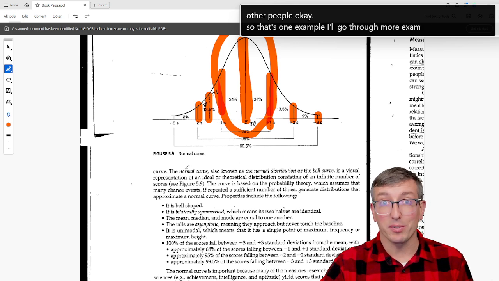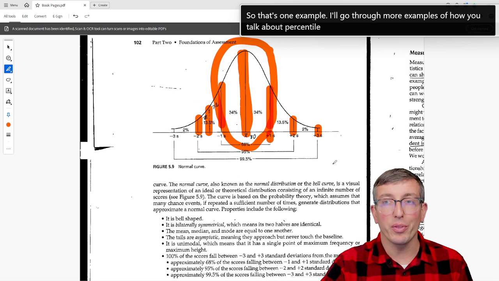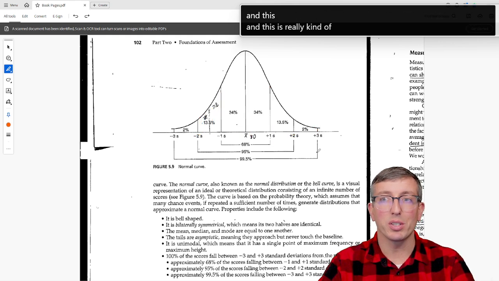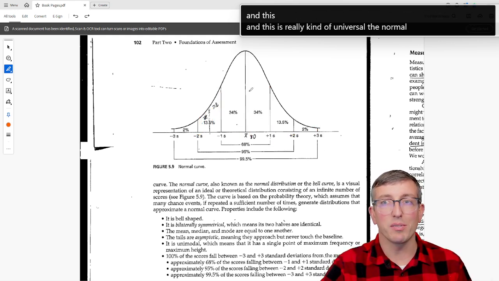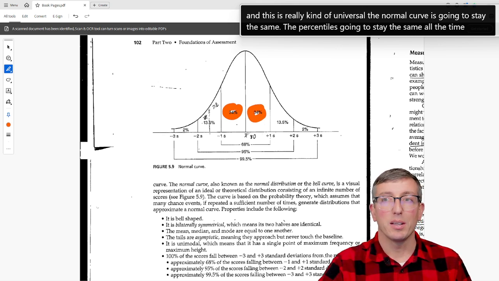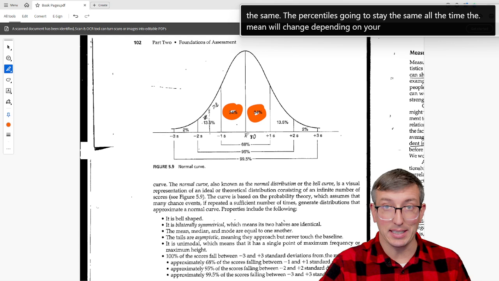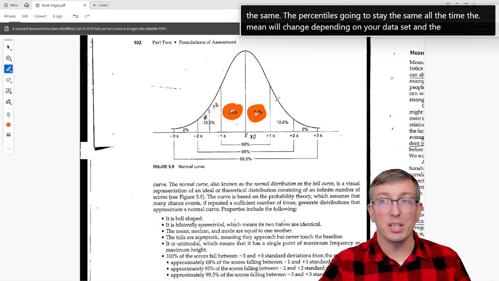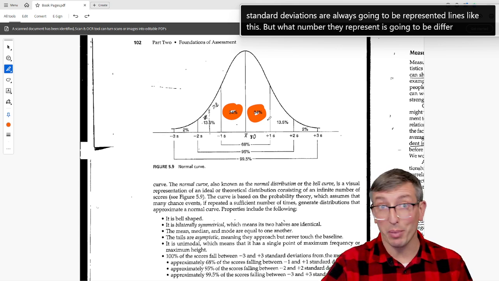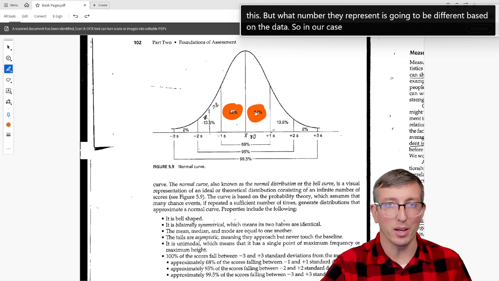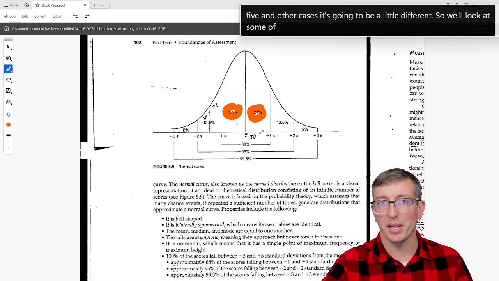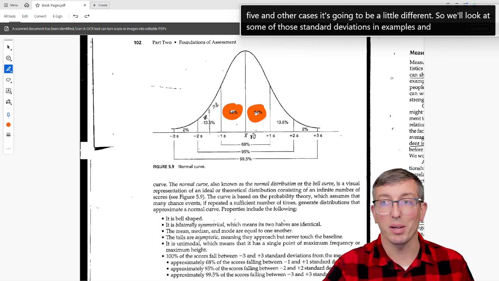I'll go through more examples of how you talk about percentile, but the things that you'll want to remember, and this is really kind of universal: the normal curve is going to stay the same. The percentiles are going to stay the same all the time. The mean will change depending on your data set. And the standard deviations are always going to be represented by lines like this, but what number they represent is going to be different based on the data. So in our case, it was 12. In other cases, it's going to be 5. In other cases, it's going to be a little different. So we'll look at some of those standard deviations in examples, and we'll talk about them in a little bit here.